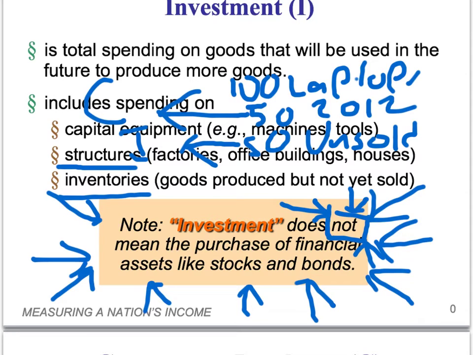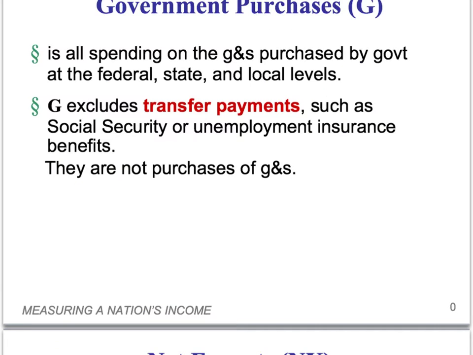Now, later down the road, we'll see where things are going to get messy is at what point do you call something inventory and at what point do you call it junk? Because you've already counted those things as GDP in a previous year. So anyways, that gives you a little overview of what investment is.